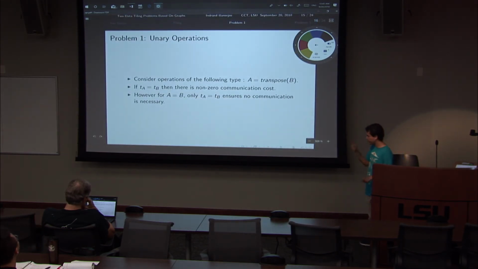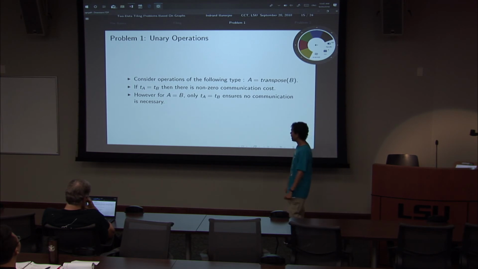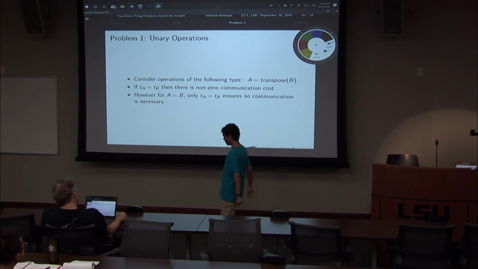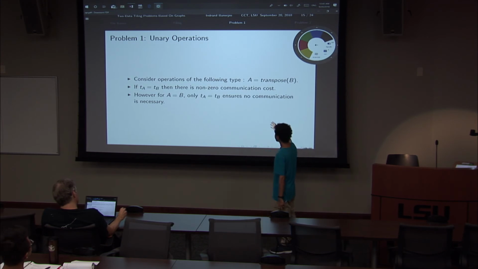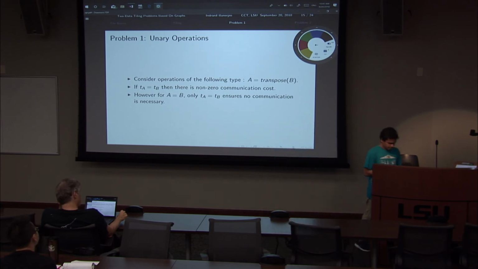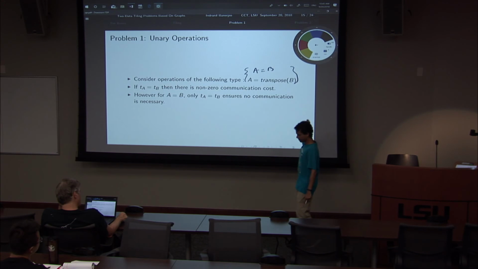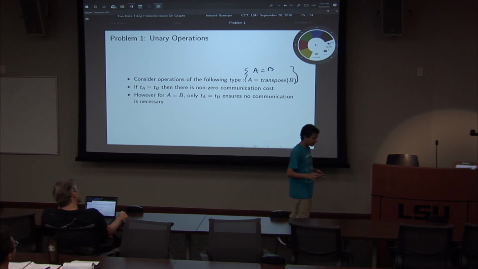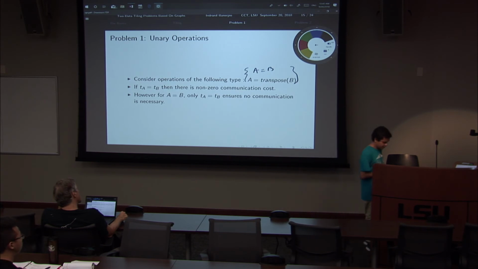Okay, let's look at a very simple example where we have only unary operations, not even binary operations, where you have either A transpose B or A equal to B. There are only these two operations, where either you assign the same matrix to another matrix or you just assign the transpose of it.